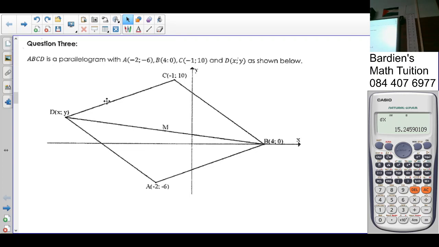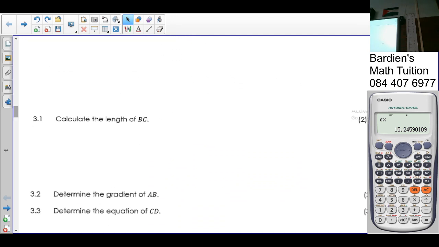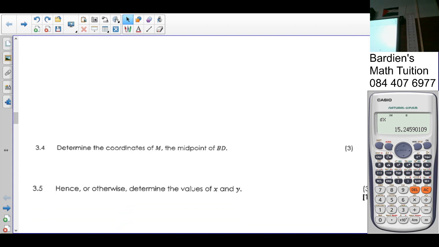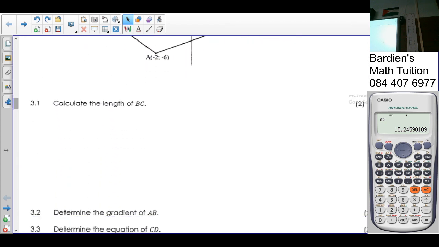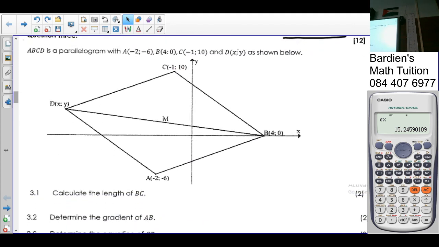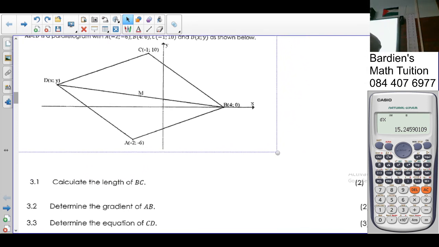Okay. Then we are told with A being (-2; -6), B which is (4; 0), C (-1; 10), and D is (x; y) as shown below. So the question, the first question, pertaining to the shape. He says calculate the length of BC. Calculate the length of BC.